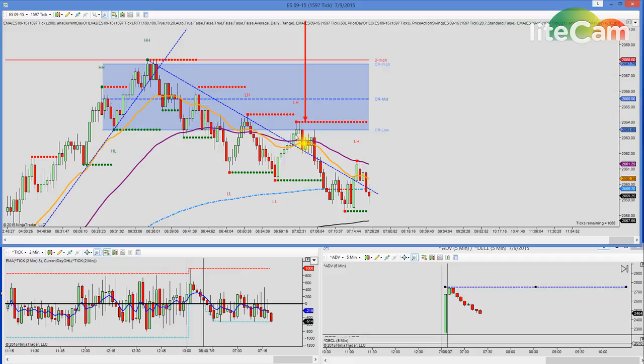And again, I just explained why I didn't jump in right after the break of this bar, because this signal bar wasn't bearish.